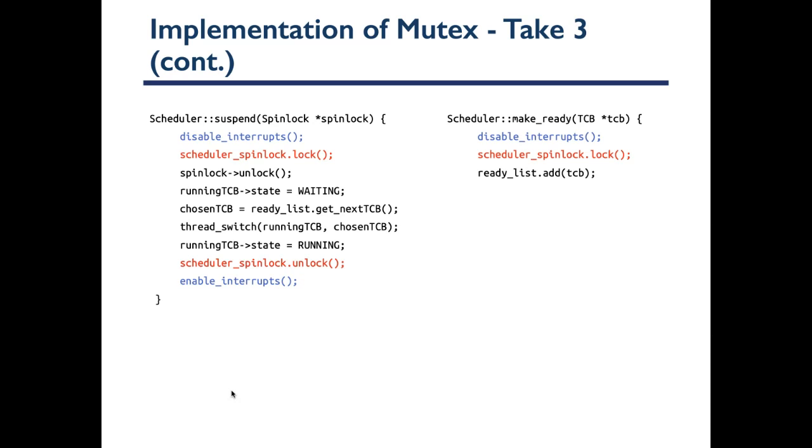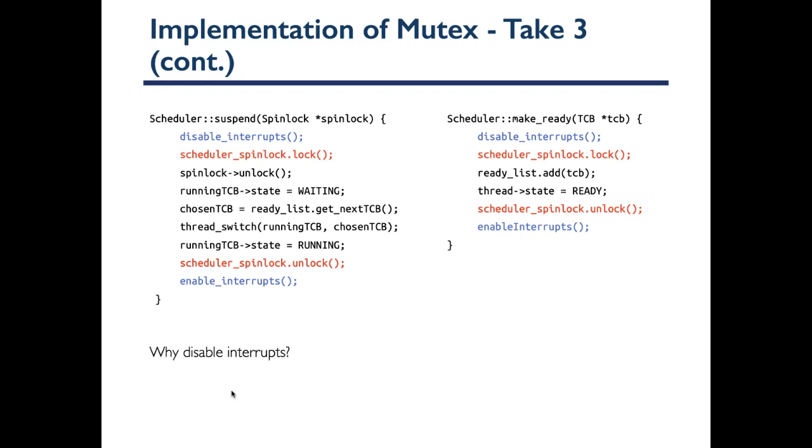So this TCB that we want to make ready previously was waiting. Now we want to make it ready. We just add it to the ready list. We make the state of that thread ready, and we're done. We unlock the spin lock and we enable interrupts, and that's it.